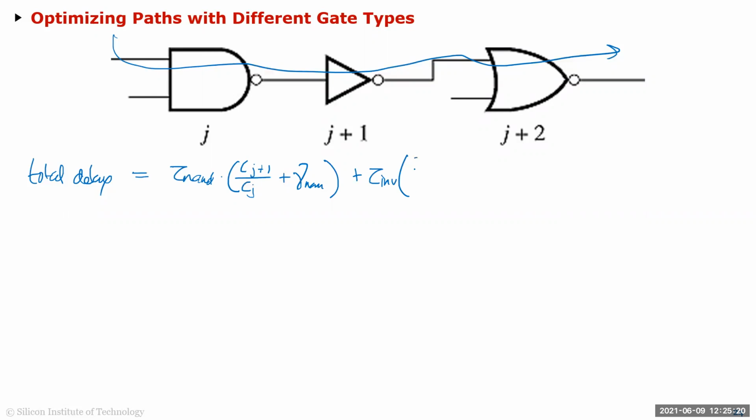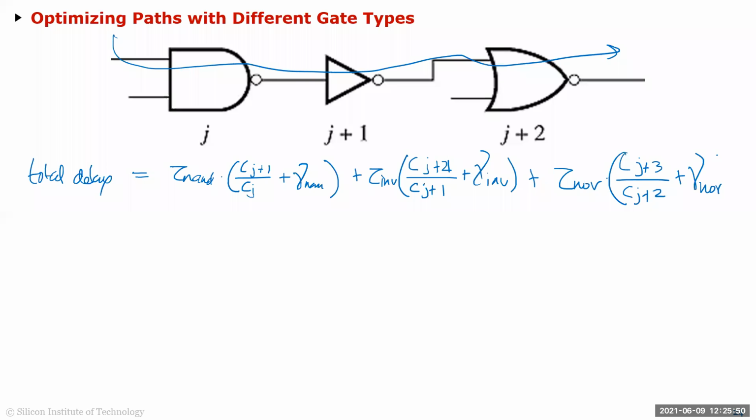and then plus the inverter, which is going to be tau inverter, and then the same thing, Cj plus 2 over Cj plus 1 plus gamma of the inverter, and then finally the NOR gate, which is tau of the NOR gate times the ratio of the output of the NOR gate, which is, we'll write it as Cj plus 3 over Cj plus 2, plus the parasitic cap ratio of the NOR gate.